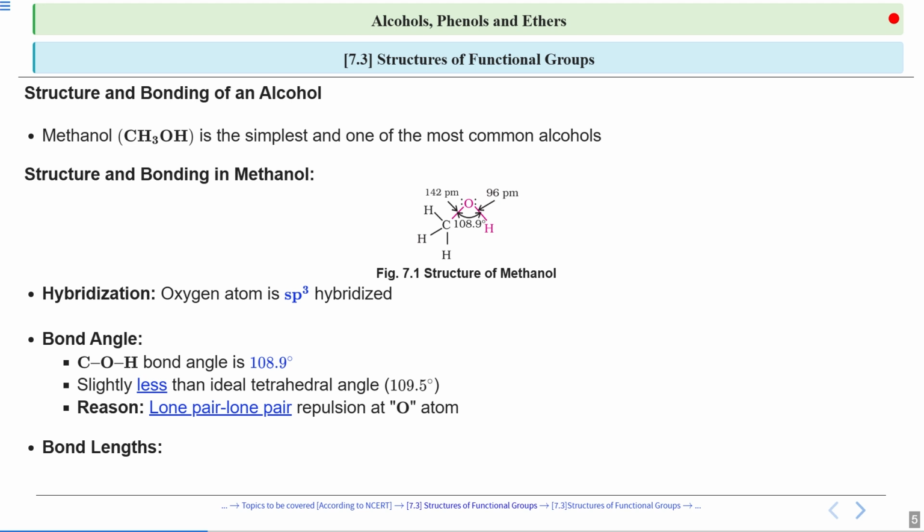Now if we move to the bond lengths, we have been given 2 bond lengths. The CO bond length is 142 picometers and the OH bond length is 96 picometers. You can see there is a difference, right? So this clearly tells us that the CO bond is comparatively weaker than the OH bond, or alternatively, the OH bond is stronger than the CO bond, as per the given information about the bond lengths.